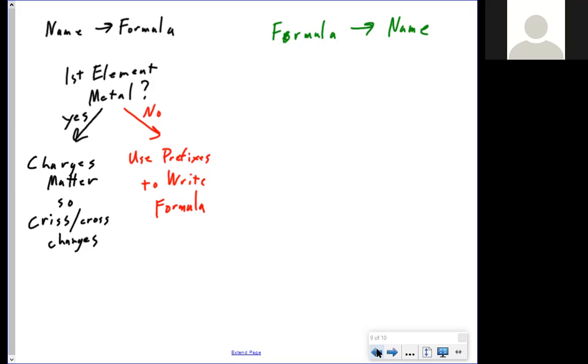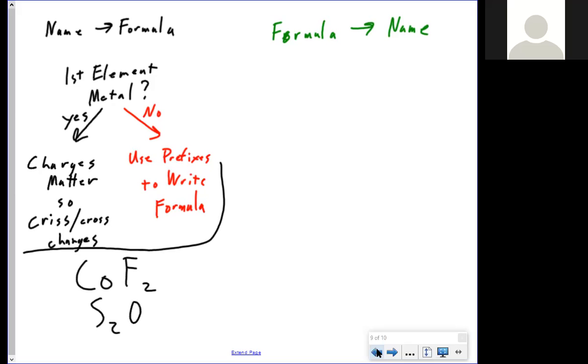Make sure you don't get confused there. Let's do CO, F2 and S2O5. Okay. Same question. Is my first element a metal?